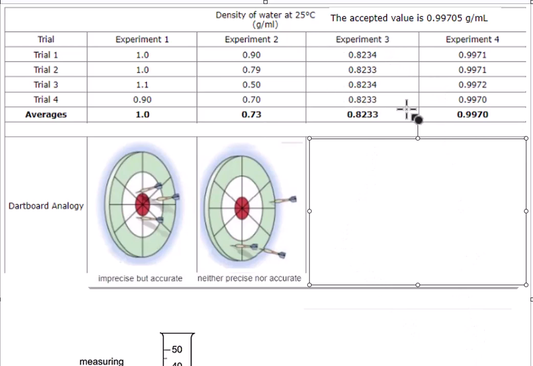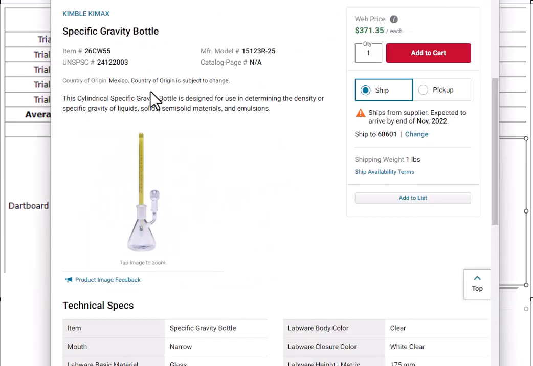If you're doing this, you might be using a device like this, which would be a specific gravity bottle, where you've got a thermometer and a temperature that's accurate, and a volume that's extremely accurate. You're paying $371 to be able to do that.